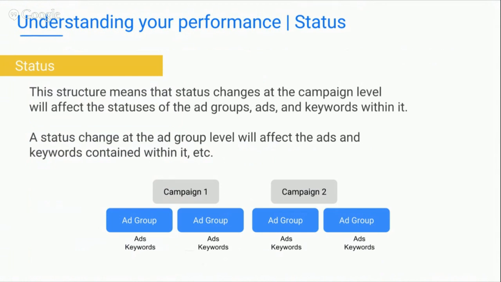So looking at status, the structure really means that the status changes at the campaign level affect the statuses of everything below it. So if you pause a campaign, do know that you're also pausing the ad groups and the keywords beneath it, and the campaign would not serve. So just keep that in mind as you're optimizing and maybe pausing ads or pausing keywords. Just make sure that at every level you have things enabled, and that if you pause an ad, make sure you have another ad in its place that's serving. You never want to have everything paused because that would result in it not serving.